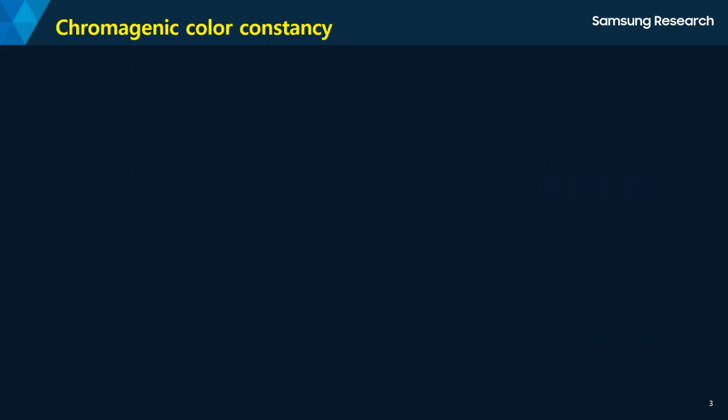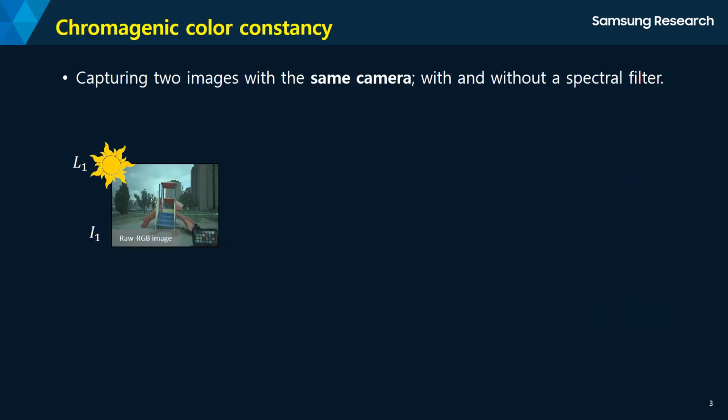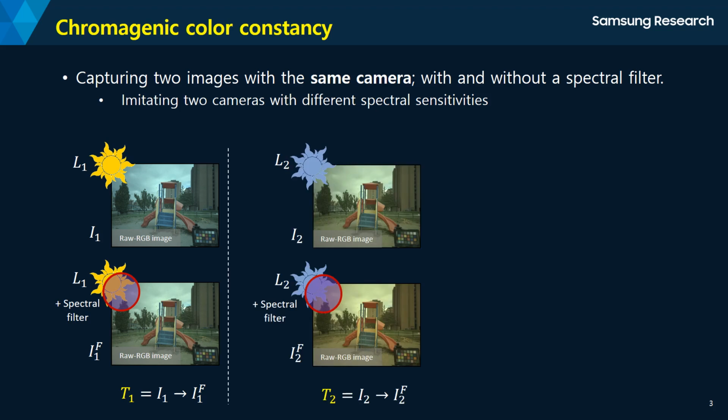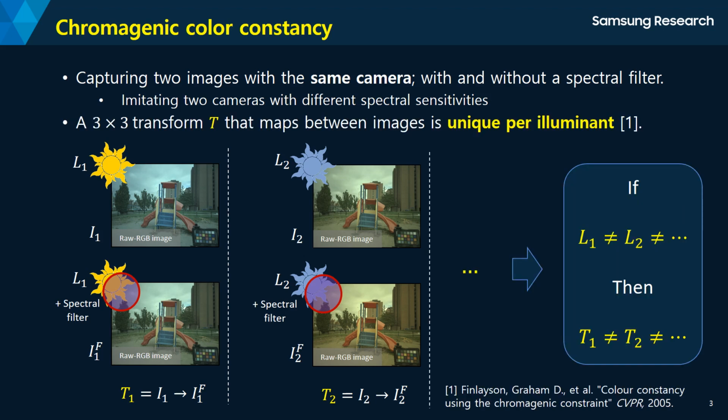Our method is inspired by the chromogenic color constancy, which involves capturing a normal image and capturing a second image with the same camera while placing a spectral filter in front of the camera, imitating two cameras with different spectral sensitivities. There exists a linear transform, T1, that maps from the first image to the second. If we capture another pair of images under a different illuminant and compute another transform, T2, if the illuminants are different, then the transforms between the image pairs will be different. In other words, the transform T is unique per illuminant.